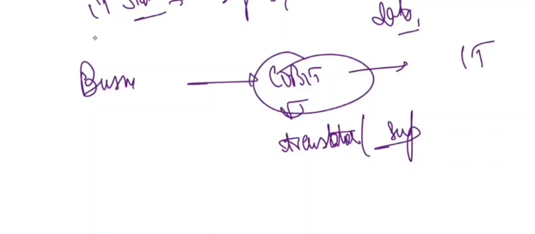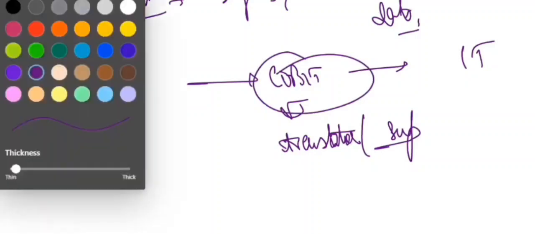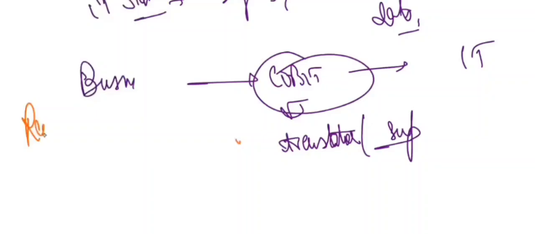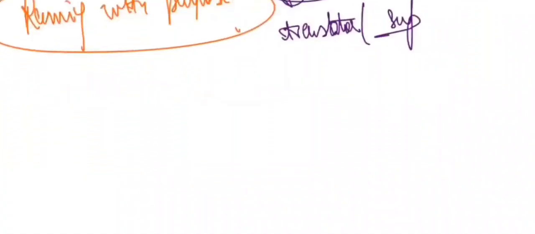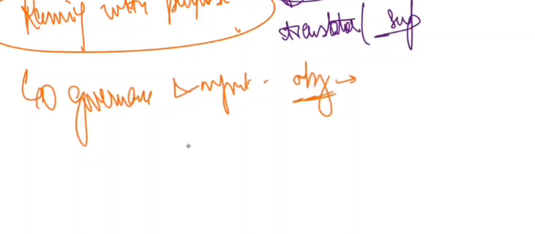Two words are there: one is just running, and the other is running with purpose. Running with purpose is what is ensured. COBIT provides 40 governance and management objectives arranged under 5 major domains. Let me just write it down.